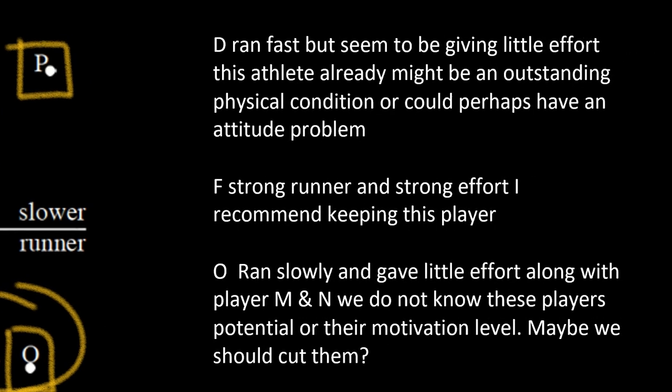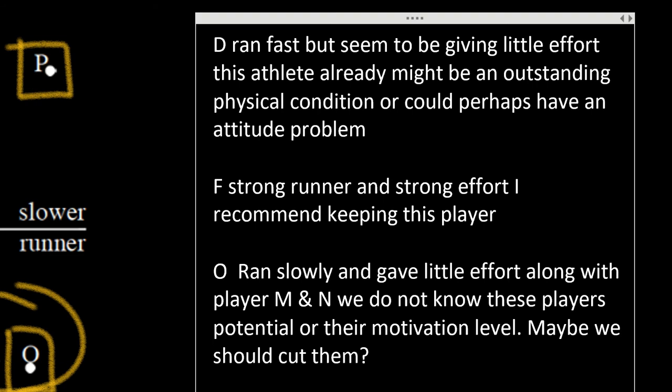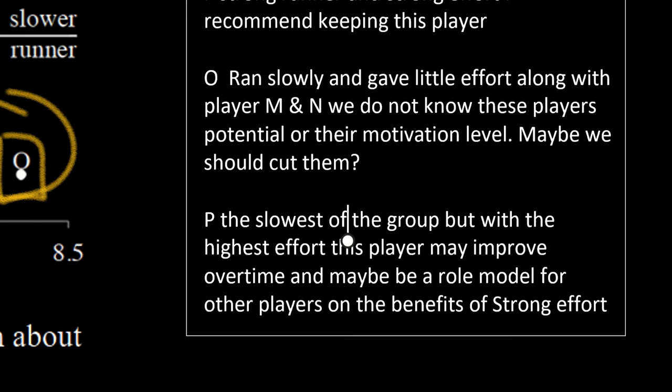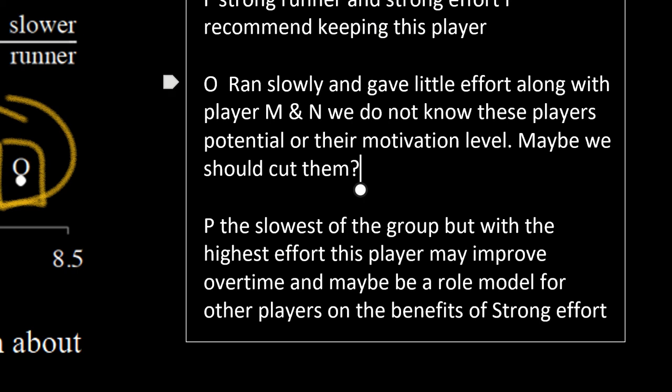We don't know these players' potential or their motivation level. Maybe we should cut them. And then the last one is P. P was the slowest of the group, but with the highest effort. This player may improve over time and perhaps could serve as a role model for other players on the benefits of strong effort. Anyways, these are just recommendations.